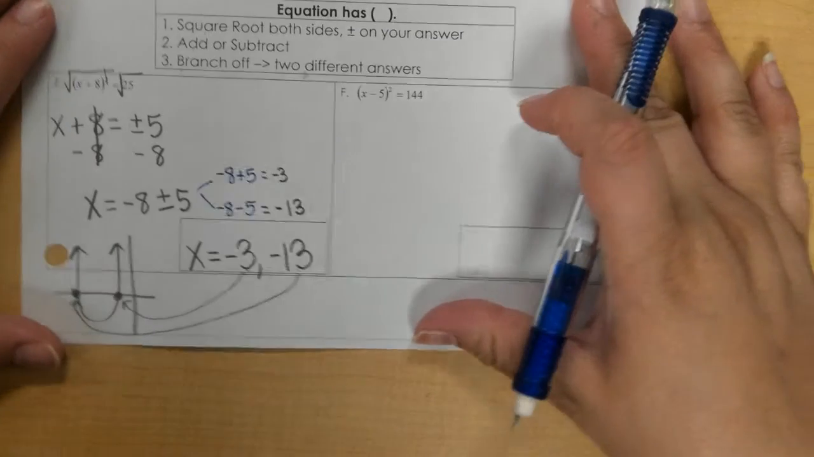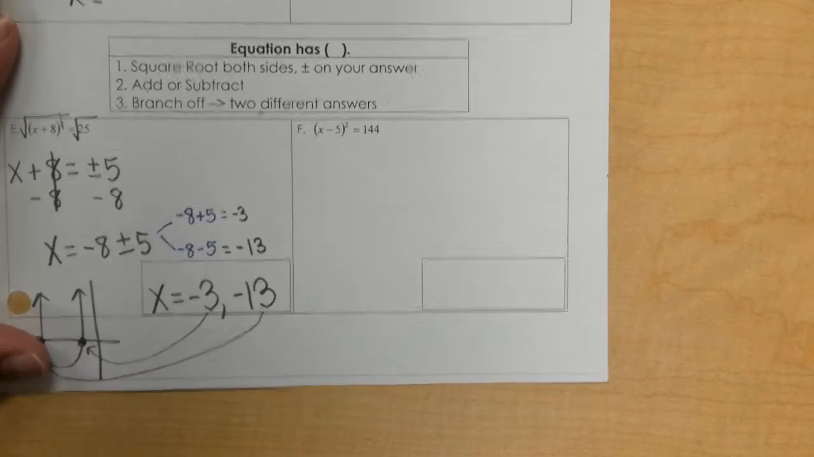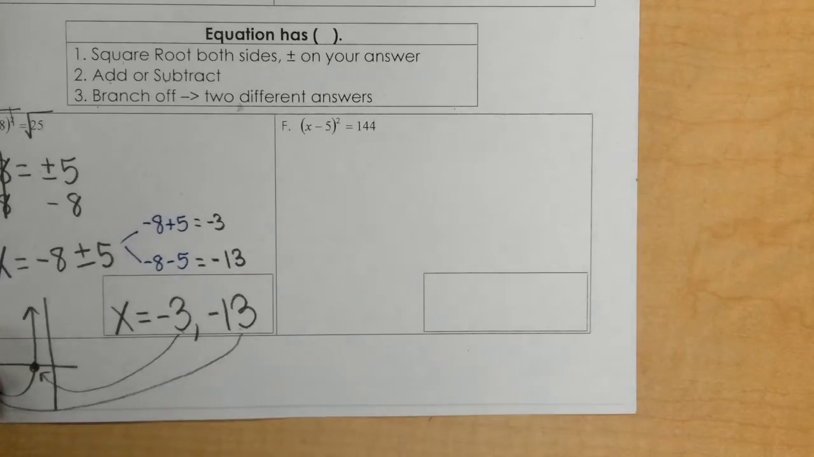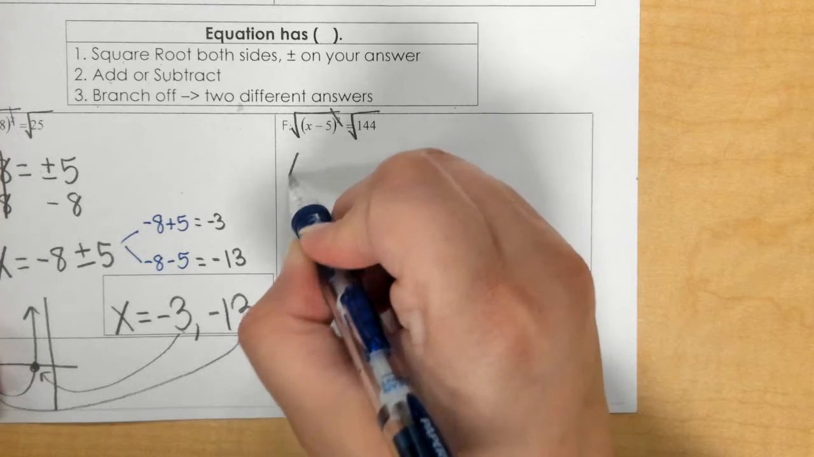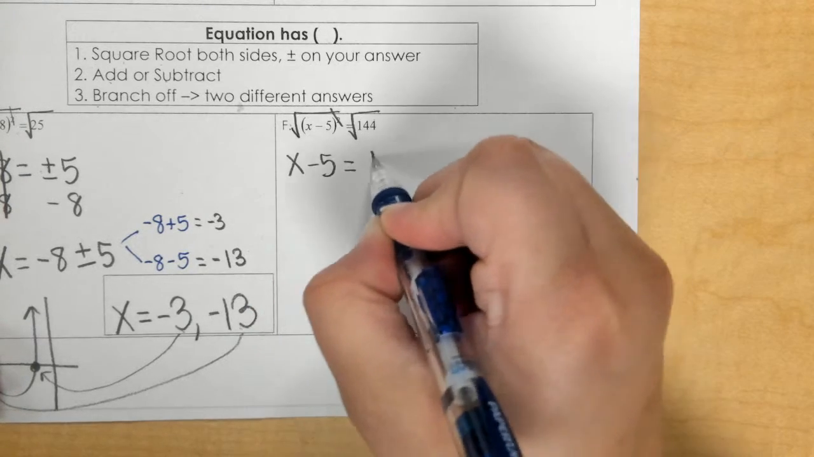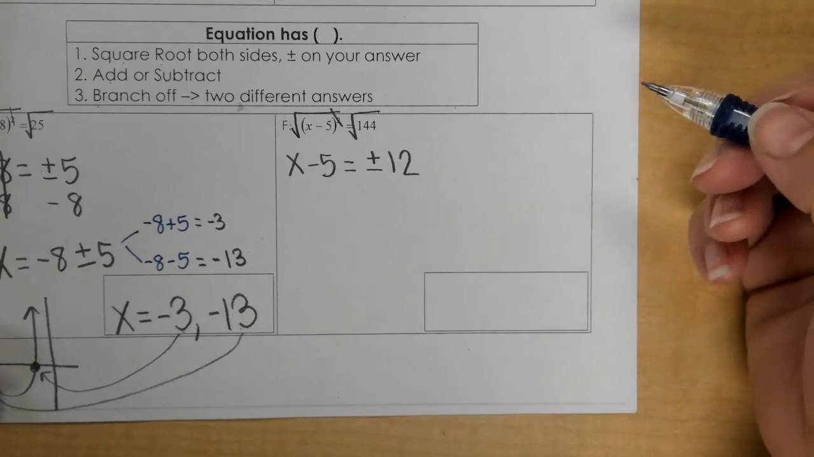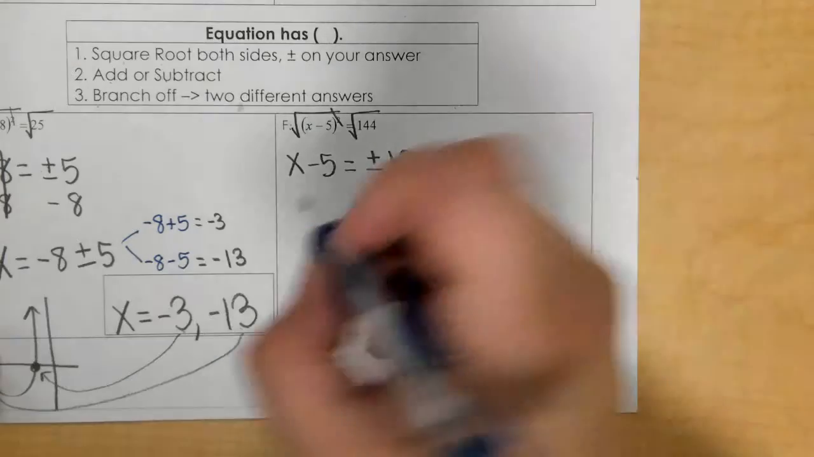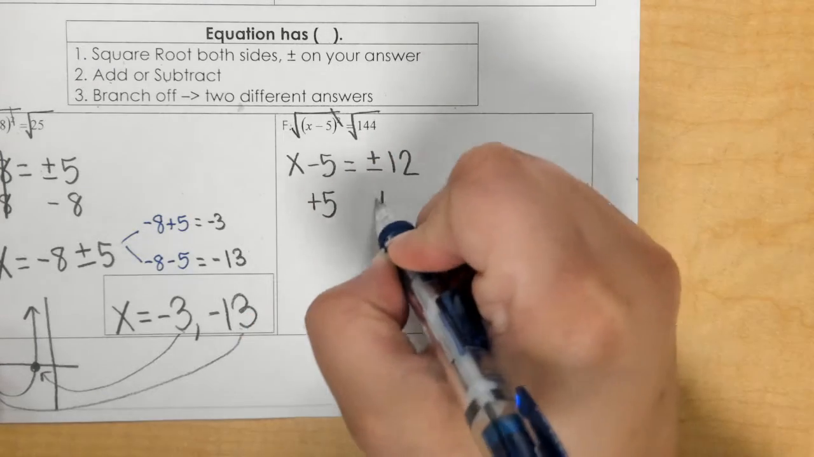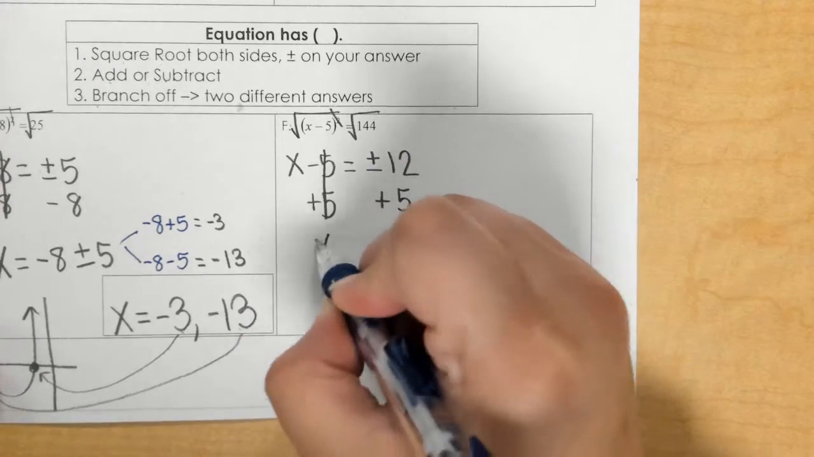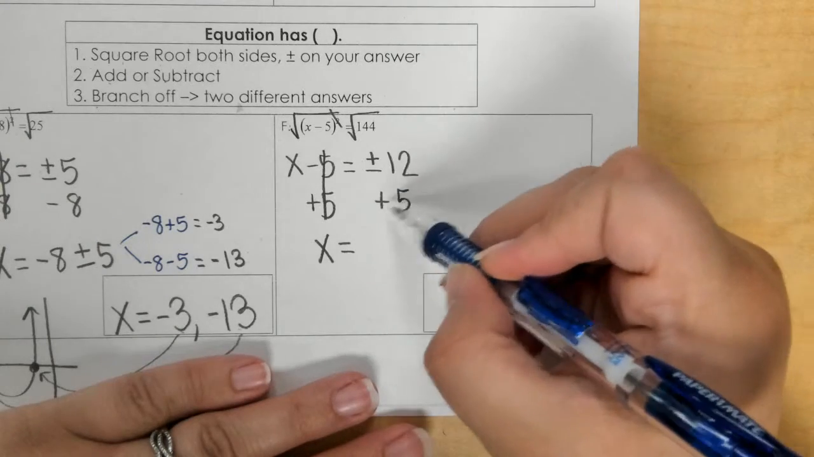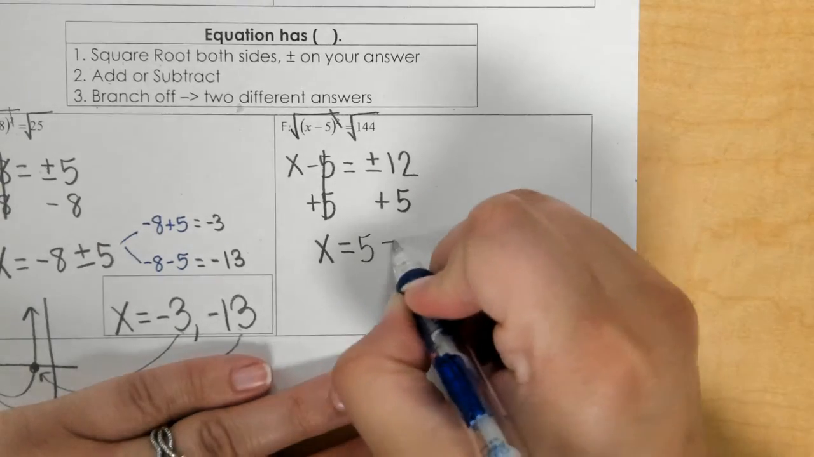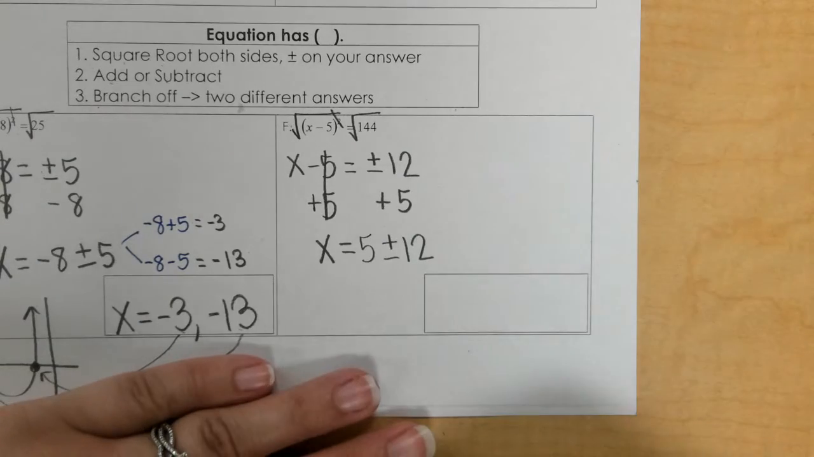Alright, let's try another one. So for letter F, following the steps. 1. Square root both sides. Then I have x minus 5 equals plus or minus 12. Then I add 5. And x equals. I rewrite this so that 5 is in front. So 5 plus or minus 12.